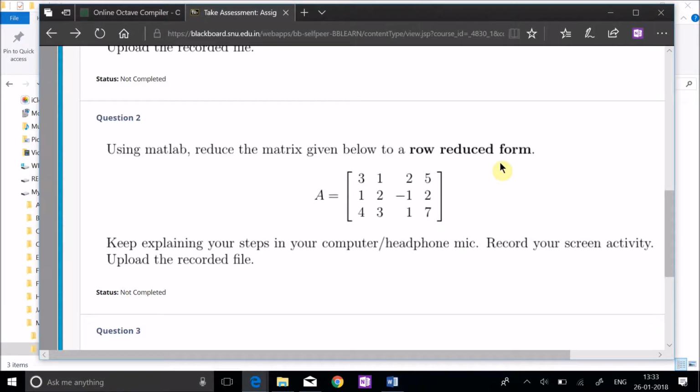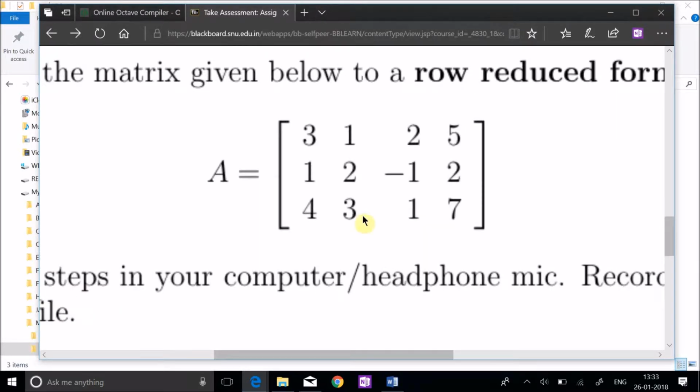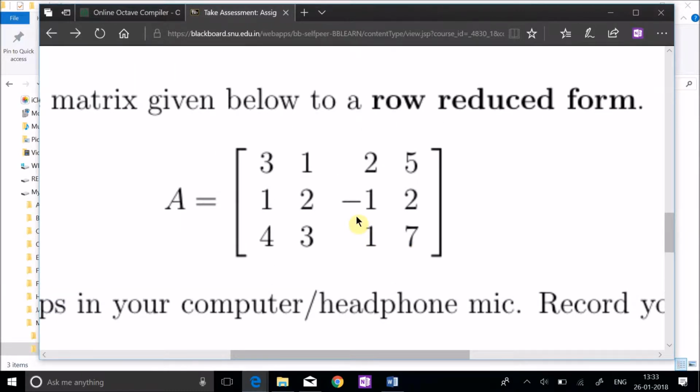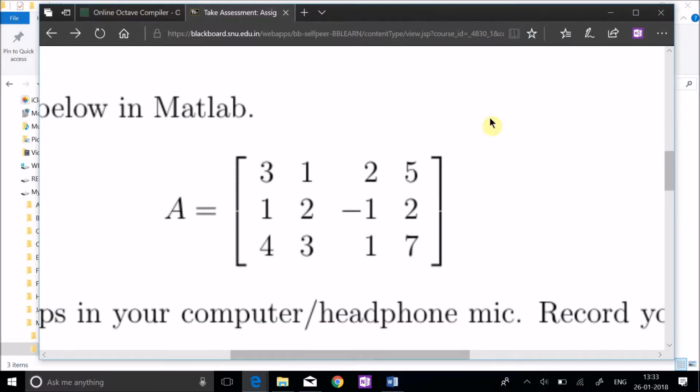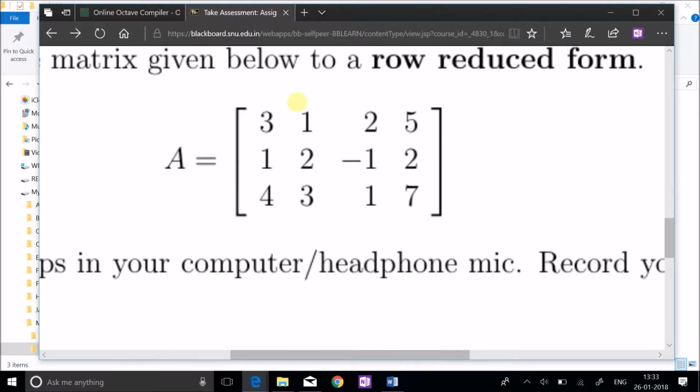Okay, so in this one, let's see how you row reduce a matrix. So here we have matrix A. Zoom into this. This is a 3 by 4 matrix, the same one which we created in the first question. What we want to do is reduce this to the row reduced form.